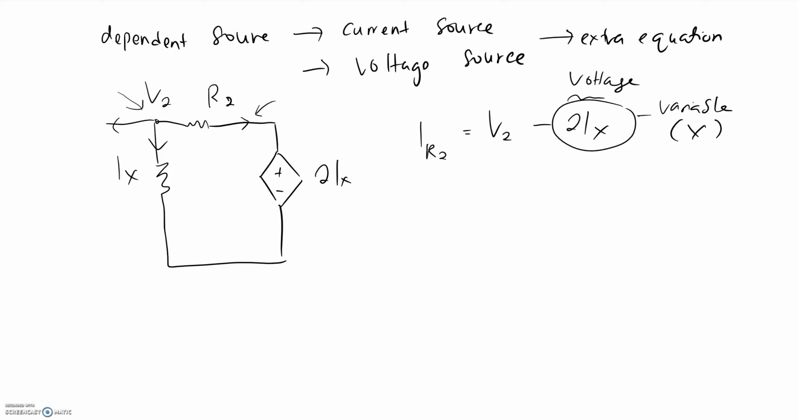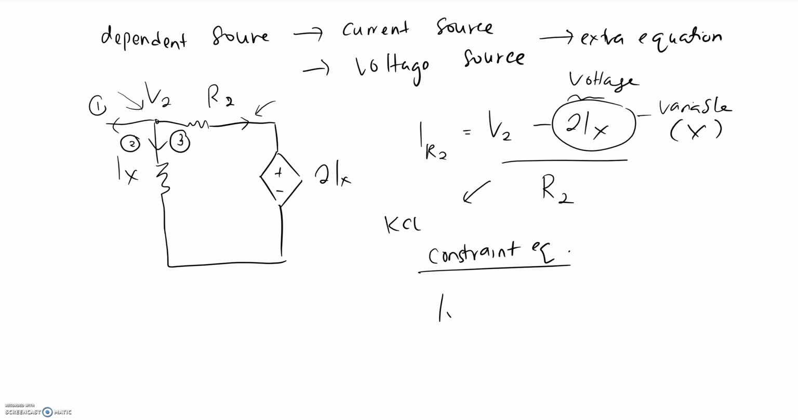The unit is volt. Okay, so V2 minus 2Ix volt over R2. So this is the equation in the KCL. There will be a KCL equation where you add the currents at this branch. So there will be another, extra equation that we call a constraint equation, which is: what is Ix?